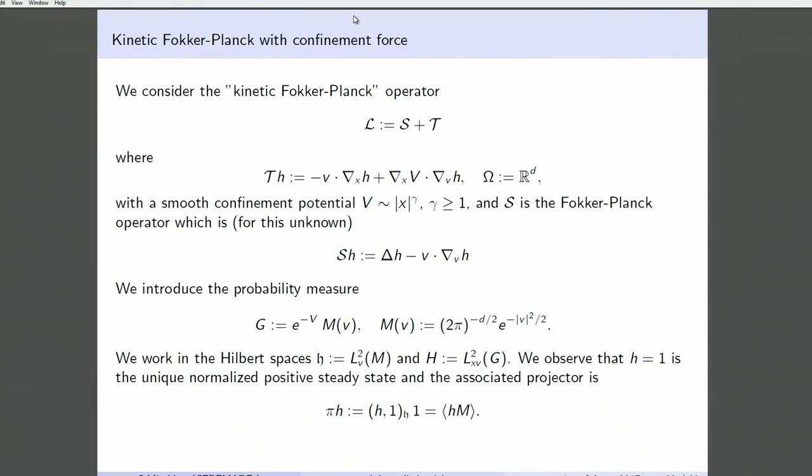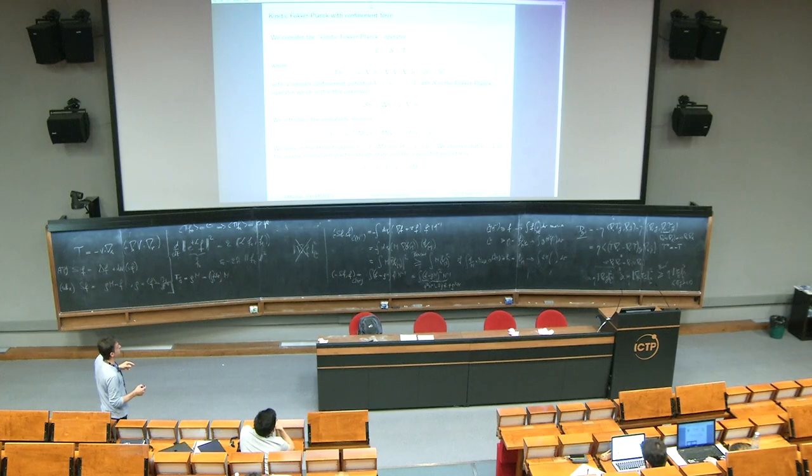Okay, so two words about what happens in the whole space with the confinement. First term. So we start with the Fokker-Planck operator, so this one, and the transport operator with this term. And we assume that there is a confinement, which is typically x to the power gamma with gamma larger than 1. Okay, the Fokker-Planck. So I change variable, so it's the h variable, and in the h variable, the Fokker-Planck operator writes like that.